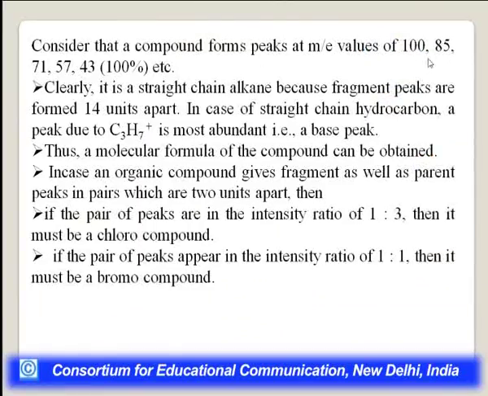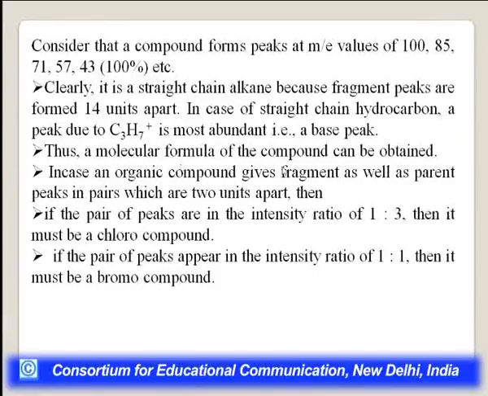Consider an example: a compound has fragment ion peaks at different values, 100, 85, 71, 57, 43. It is a straight chain because the fragment peaks are formed 14 units apart. In case of a straight chain hydrocarbon, the peak due to C3H7 is the most abundant, or we can say it will be the base peak. So we can have an idea.